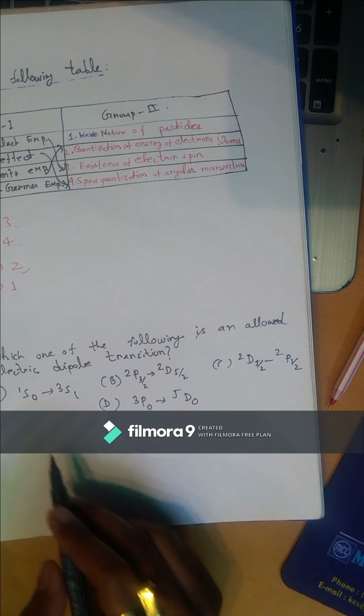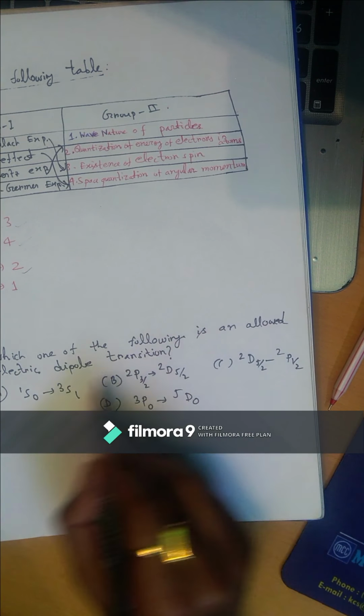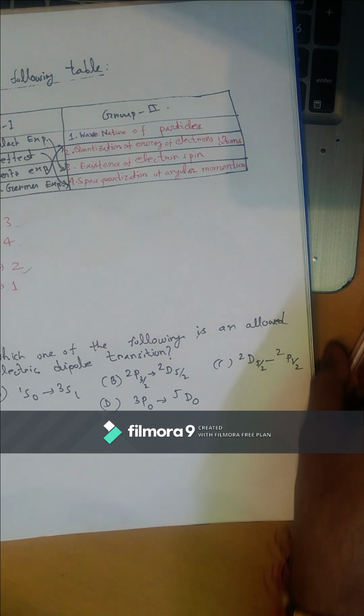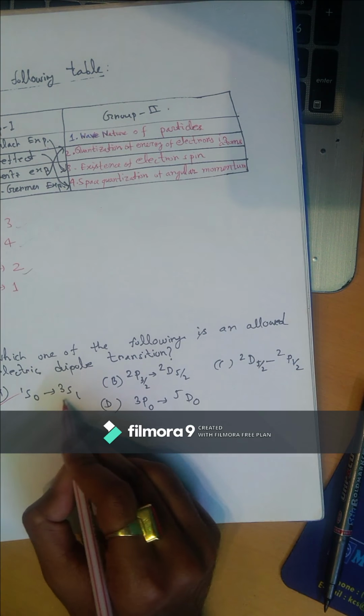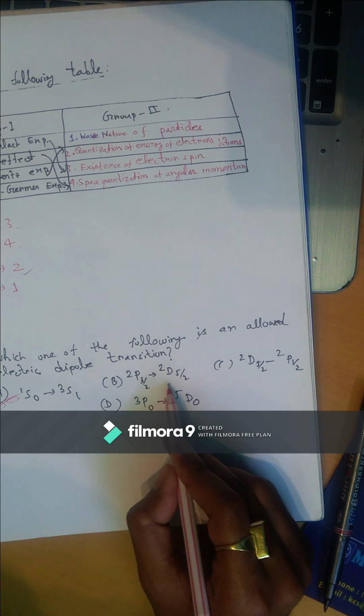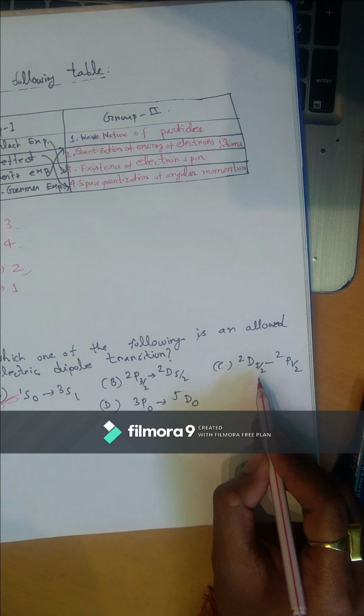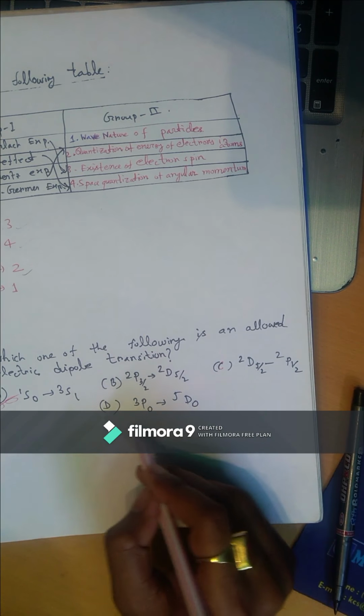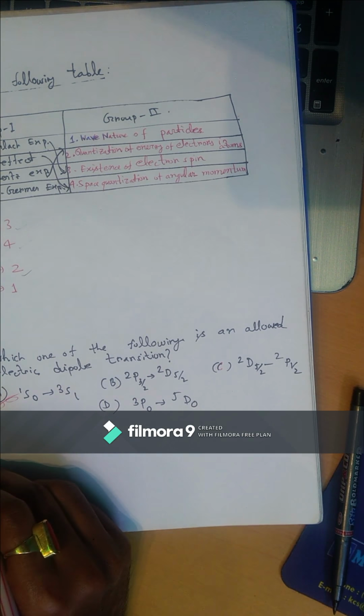Here the question is, which one of the following is an allowed electric dipole transition? A, 1S0 to 3S1, B, 2P3/2 to 2D5/2, C is 2D5/2 to 2P1/2, and D is 3P0 to 5D0.